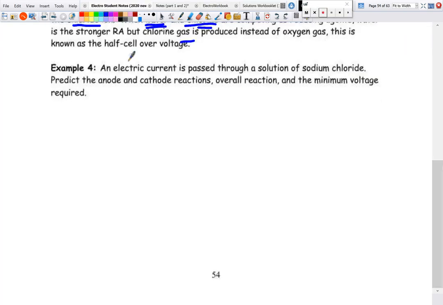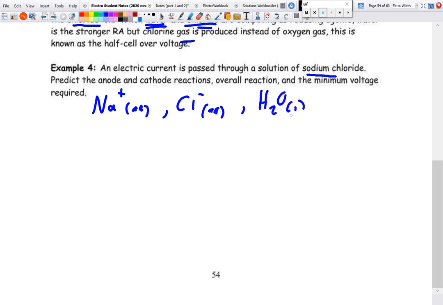So when we look at this, an electric current is passed through a solution of sodium chloride. Predict the anode, cathode half reactions, overall, and minimum voltage. So sodium chloride, we got Na plus, Cl minus, and because there's a solution, we got H2O liquid. All right. Now going through our data booklets, we will notice that sodium won't do anything.